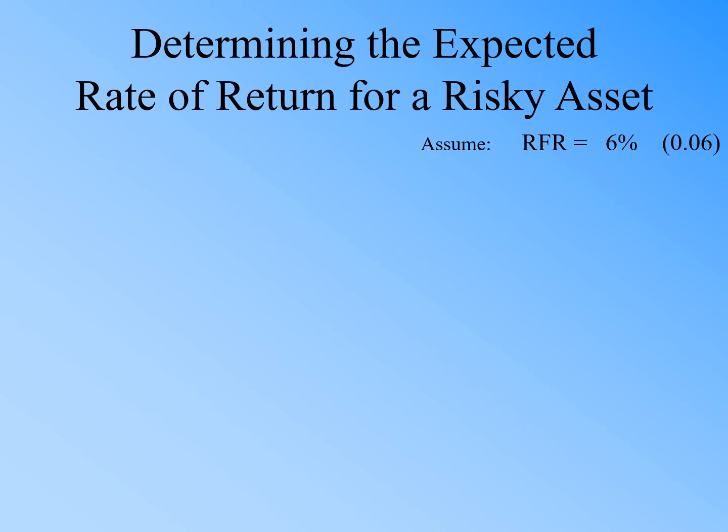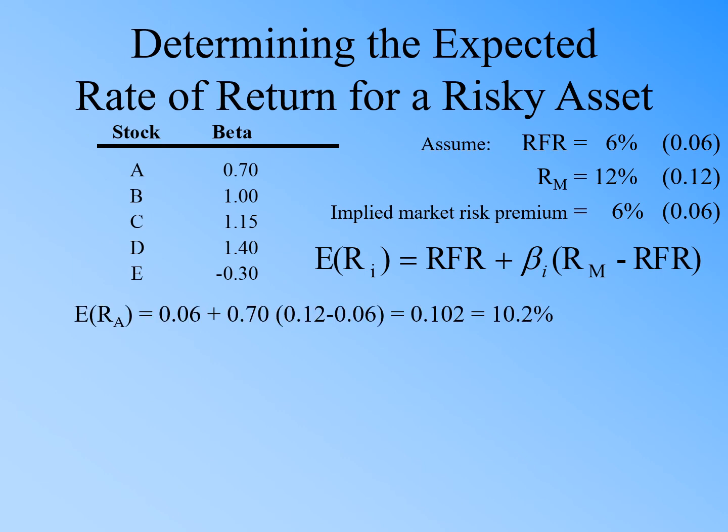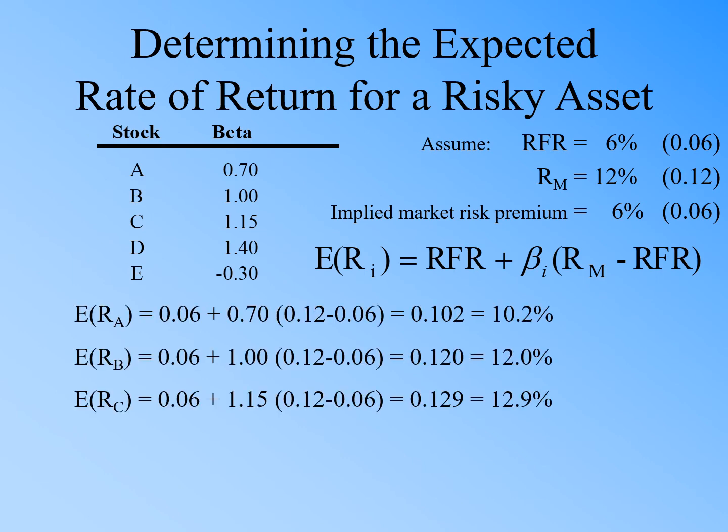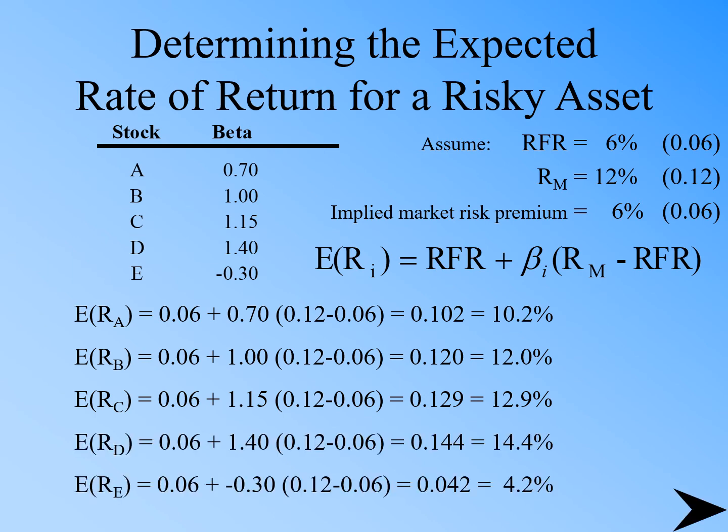This is an illustration to determine the expected rate of return for a risky asset. Here we have stocks A, B, C, D, and E, and the respective beta coefficients are 0.70, 1.15, 1.40, and negative 0.30. We assume that the risk-free rate of return is 6% and the market portfolio return is 12%, and the implied market risk premium is 12% minus 6%, which is equal to 6%.